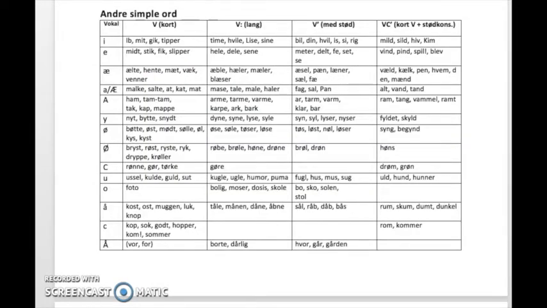Okay, so other simple words. I'm going to read out the different vowels, and there's a list with a short one, a long one, one with a stress, and a short one with a stress as well.